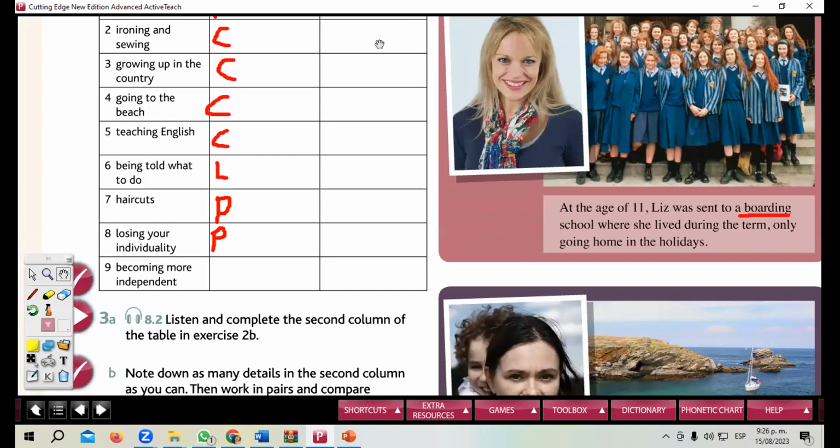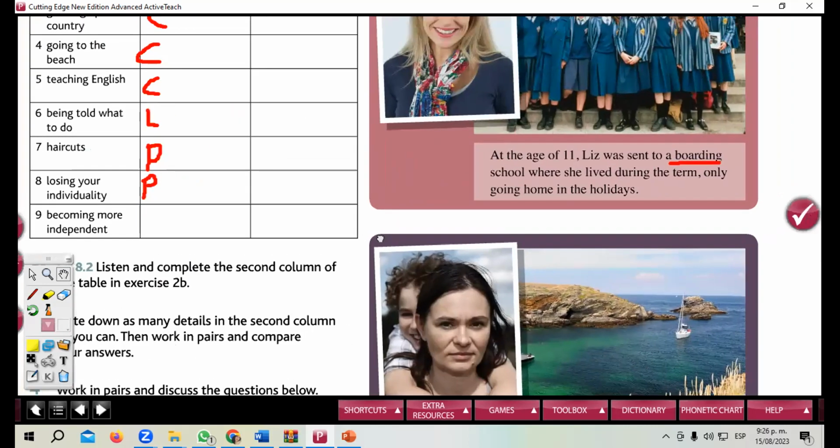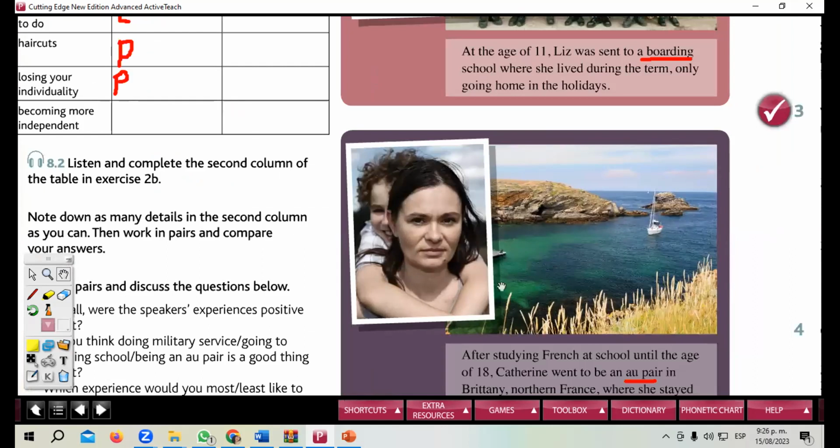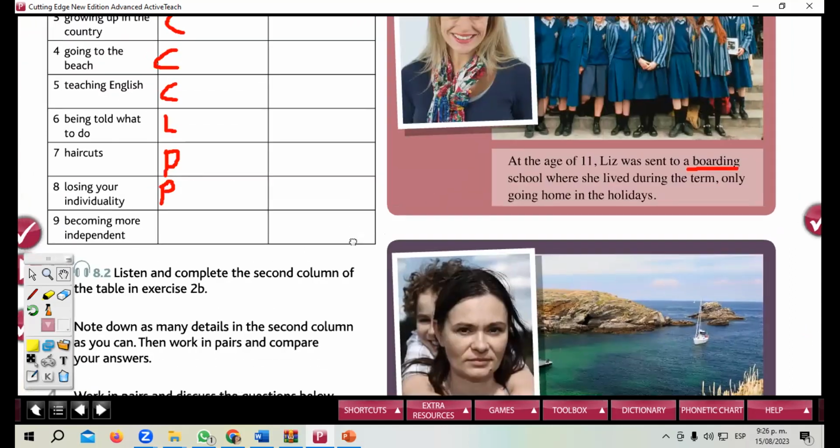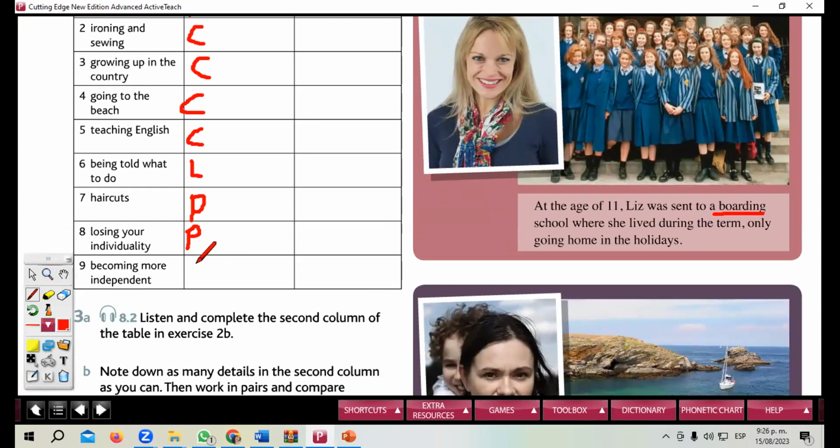And the last one, Vanessa, can you read it? Becoming more independent. I think Liz. This is also for Liz. It can be also for Catherine. For all of them, really. So let's say Liz. Let's put it.